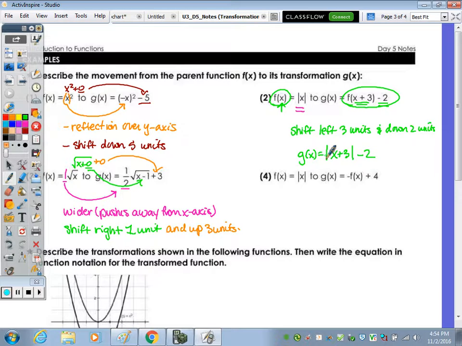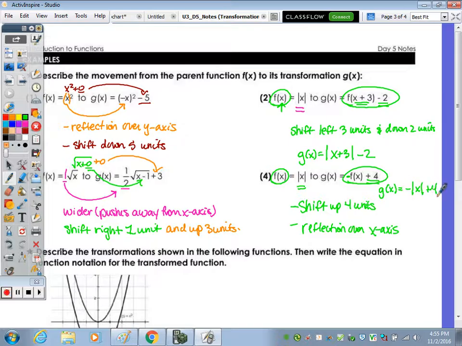Last one. So here's our notation here. This is our resulting. So we go from f of x to this. We know outside that's going to be a shift up 4 units. That was easy. And then when we put the negative out front and not inside the parentheses, that's a reflection over the x-axis. Okay, so in the absolute value notation, that would look like g of x equals negative absolute value of x plus 4. Okay, you put the negative out in front of the function.